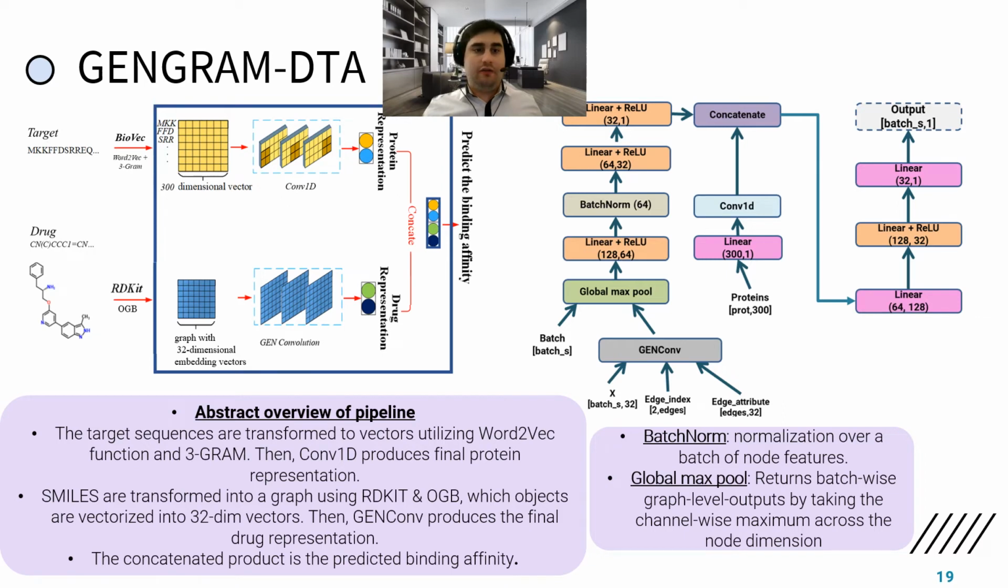In the case of drugs, we see that the SMILES are converted to graphs using the RDKit and OGB tools, which produce molecular embeddings reflecting interactions between the atoms inside the compound, as we described before. The graph convolution extracts the final drug embedding by using the previous graph vectors. The concatenation of drug and protein embeddings and also a combination of linear layers produces the predicted binding affinity.